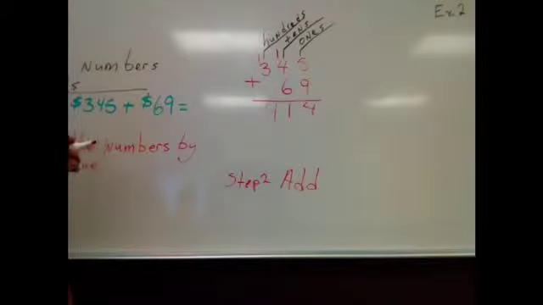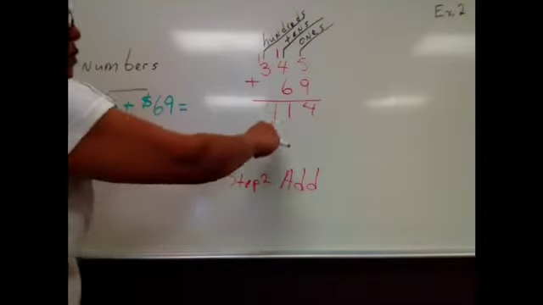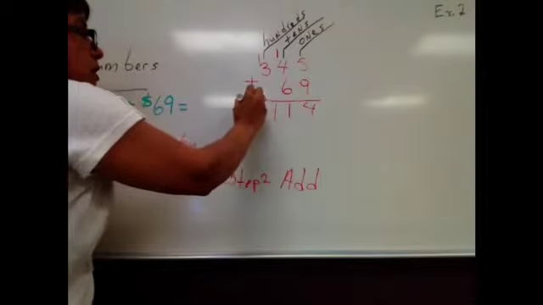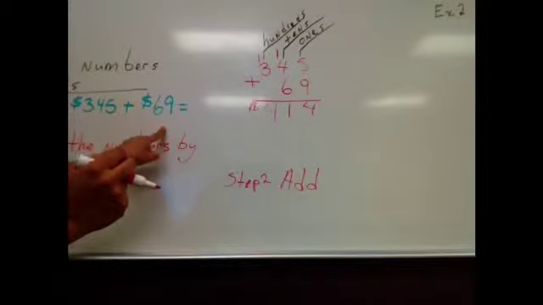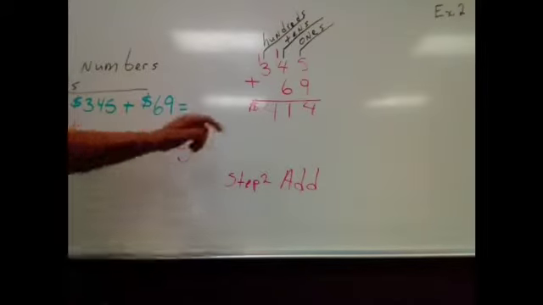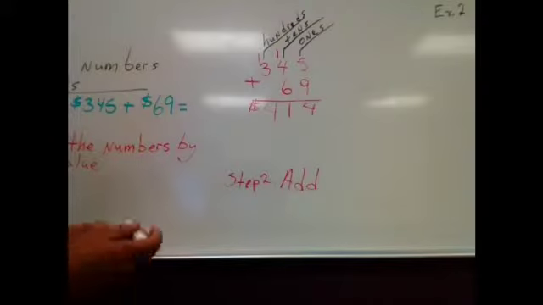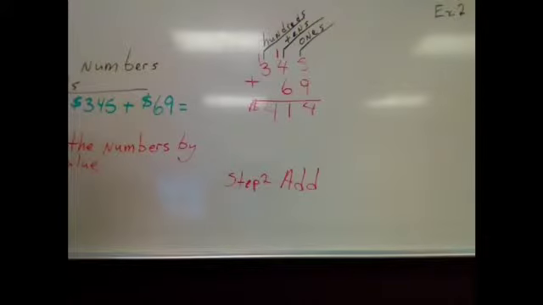So it would cost you $414 for this telephone and for the case to get it. All right? So that is the problem. Remember, line up your decimal points. All right, let's try a second example.